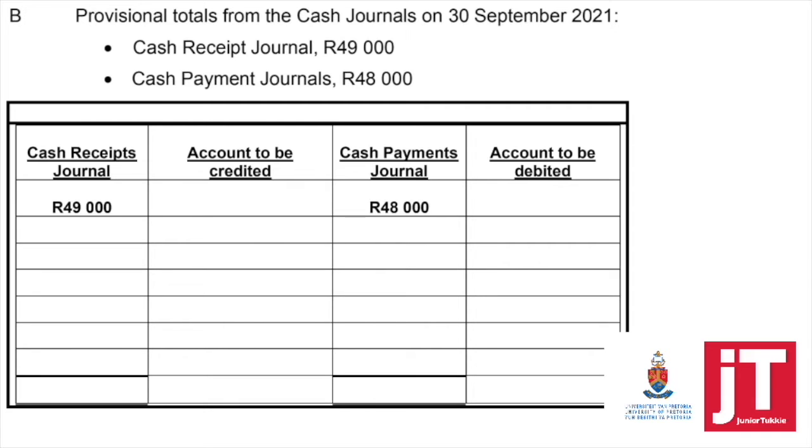The cash receipts journal is 49,000. They've provided the total to you the same as the cash payment journal, 48,000. So all we do is we do nothing. We just use the information on the answer booklet given. If it was not given, you would have needed to take those totals as the opening balances. Remember Bank Recon, we need to update our books.